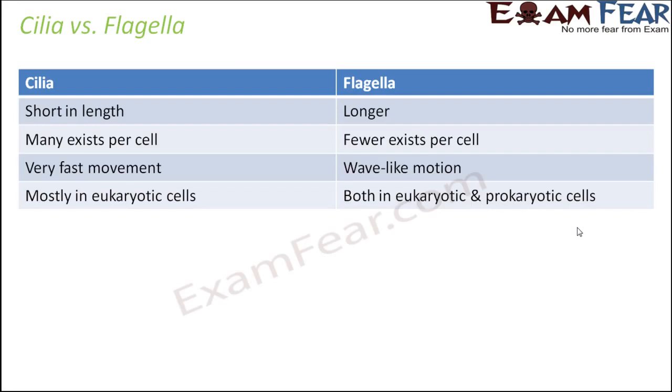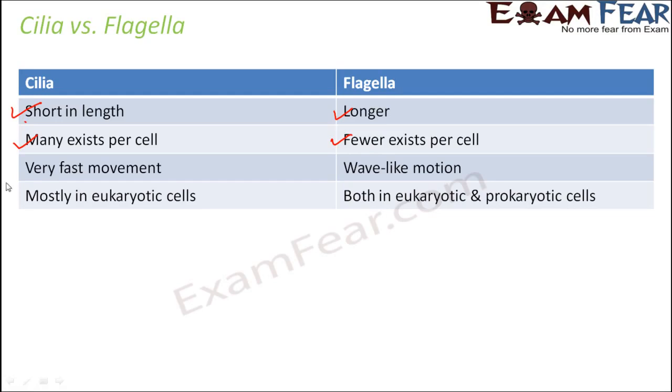Now let us quickly look at the difference between cilia and flagella. Cilia are generally shorter in length, whereas flagella are quite long. Many cilia exist per cell, whereas few flagella exist. In many organisms there is just one flagellum, and there are organisms where more than one flagellum exists, but they do not exist in hundreds. They are lesser in number.